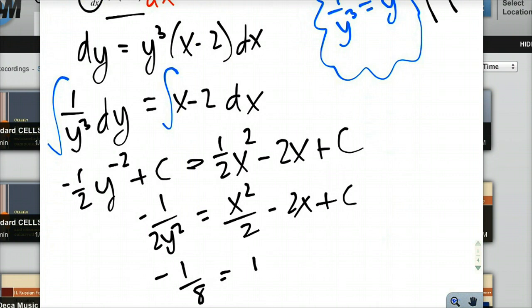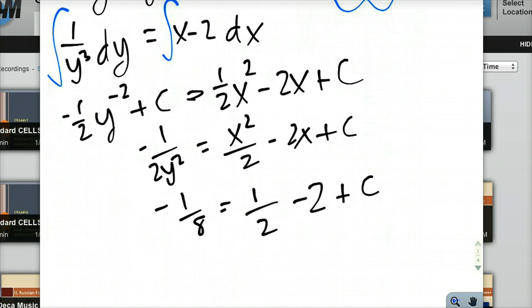X is 1, so 1 squared is 1, and I get half. Then I get a minus 2, and I get my plus c. Again, some of you will hate fractions or don't want to deal with fractions, so what I'm going to do is multiply it by the common denominator. So here I see an 8 on the bottom is the largest denominator, so I'm going to multiply everything by 8. Multiplying everything by 8, and in case you forget what I'm doing, I'll write it out for you.